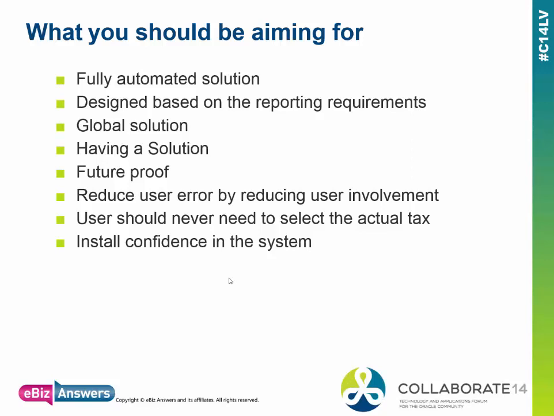One big thing that I always push for is to reduce user error, you reduce user involvement. So don't let the user ever choose the tax rate. They only ever choose information that leads to that tax rate. So in Fusion, for example, you'll be able to set up fiscal classification codes, party classification codes, intended use. All these fields where information can be added or stored means that when the invoice comes in or when you send an invoice out, Oracle already has all the information it needs to calculate the tax.